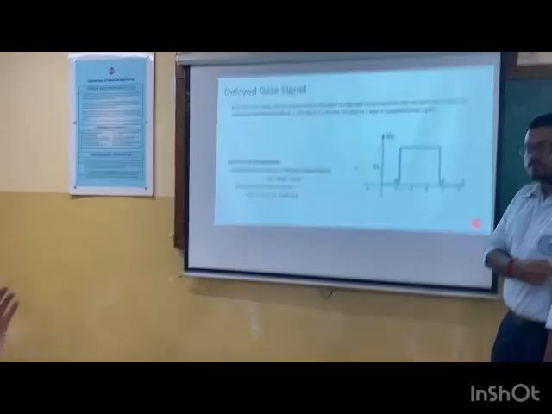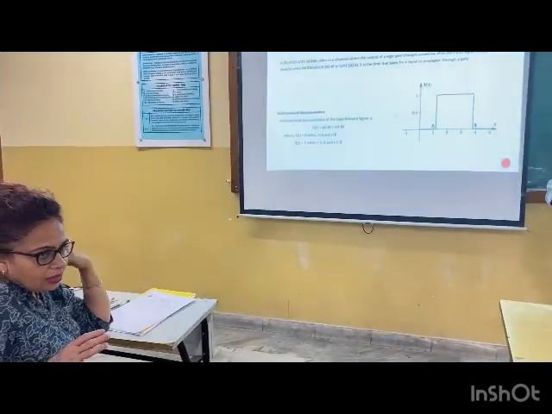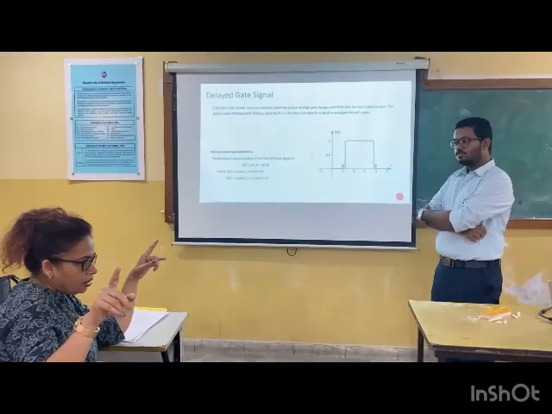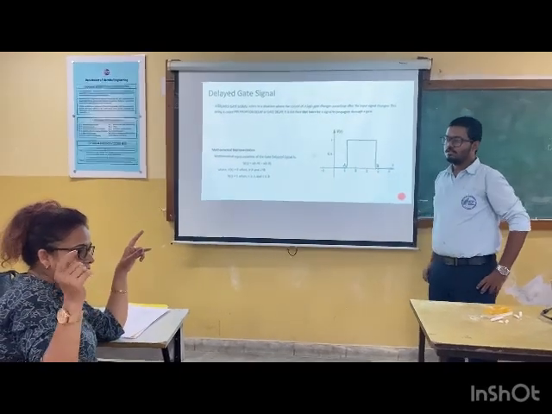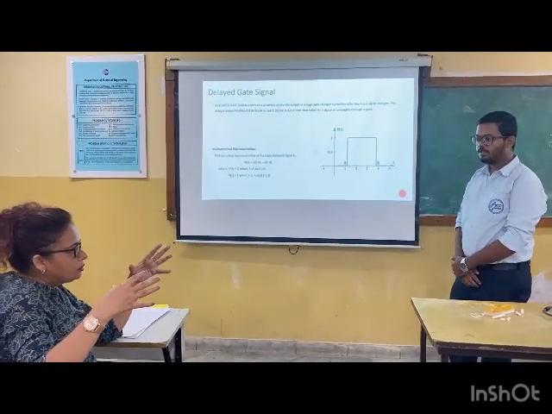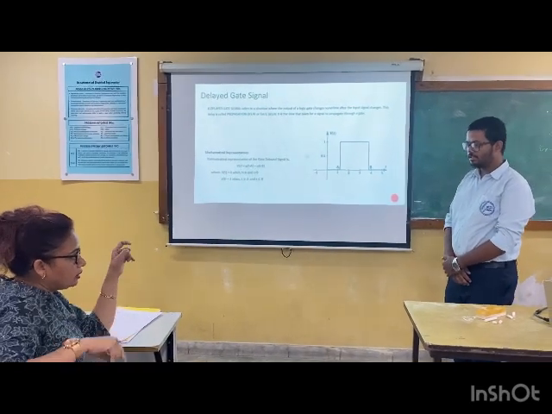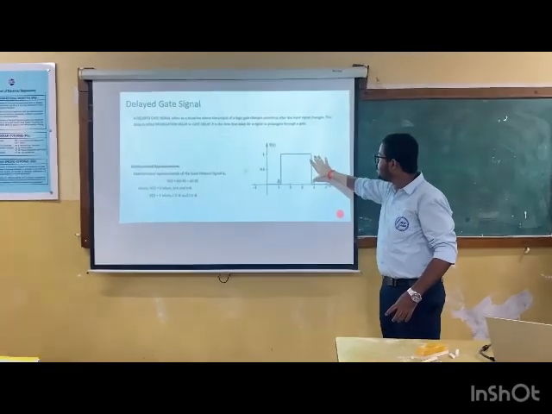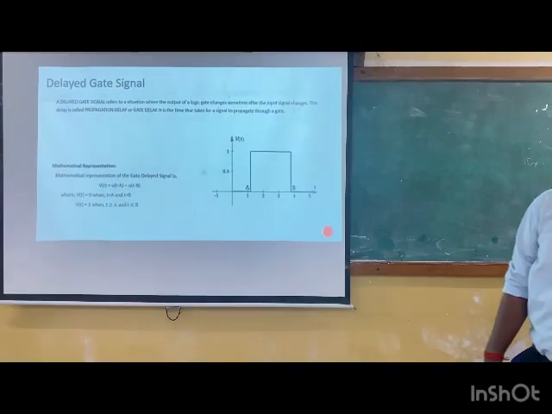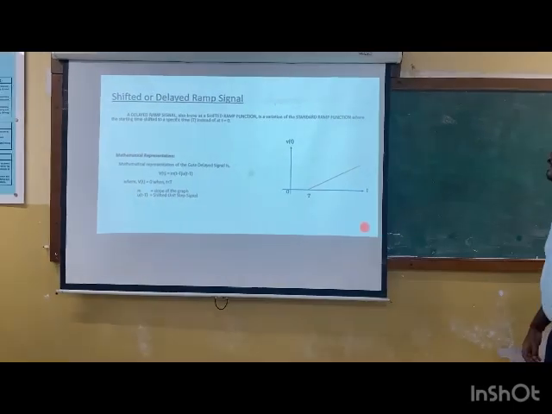In a nutshell, if you want to get the gate signal, you have to consider two step signals. One will continue, and the other will be the opposite. When they are added, we get the total gate signal, when both amplitudes are the same. Right. Next will be the shifted or delayed ramp signal.